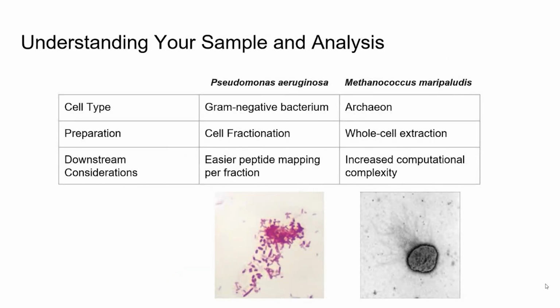Before we do any methods or anything, we need to understand the samples that we're analyzing. The two organisms I worked with were Pseudomonas aeruginosa and Methanococcus maripaludis. Pseudomonas, a gram-negative bacterium, we use cell fractionation. Methanococcus, an archaeon, we use whole cell extraction. For cell fractionation, there's a couple things to think about downstream, since you're taking the individual components of the bacterium, namely the extracellular, cytosol and the membrane. With each fraction it's going to be easier to map the peptides, versus for the archaea, the whole cell extraction, you're putting the whole proteome into a single sample, so it's going to be increased computational.